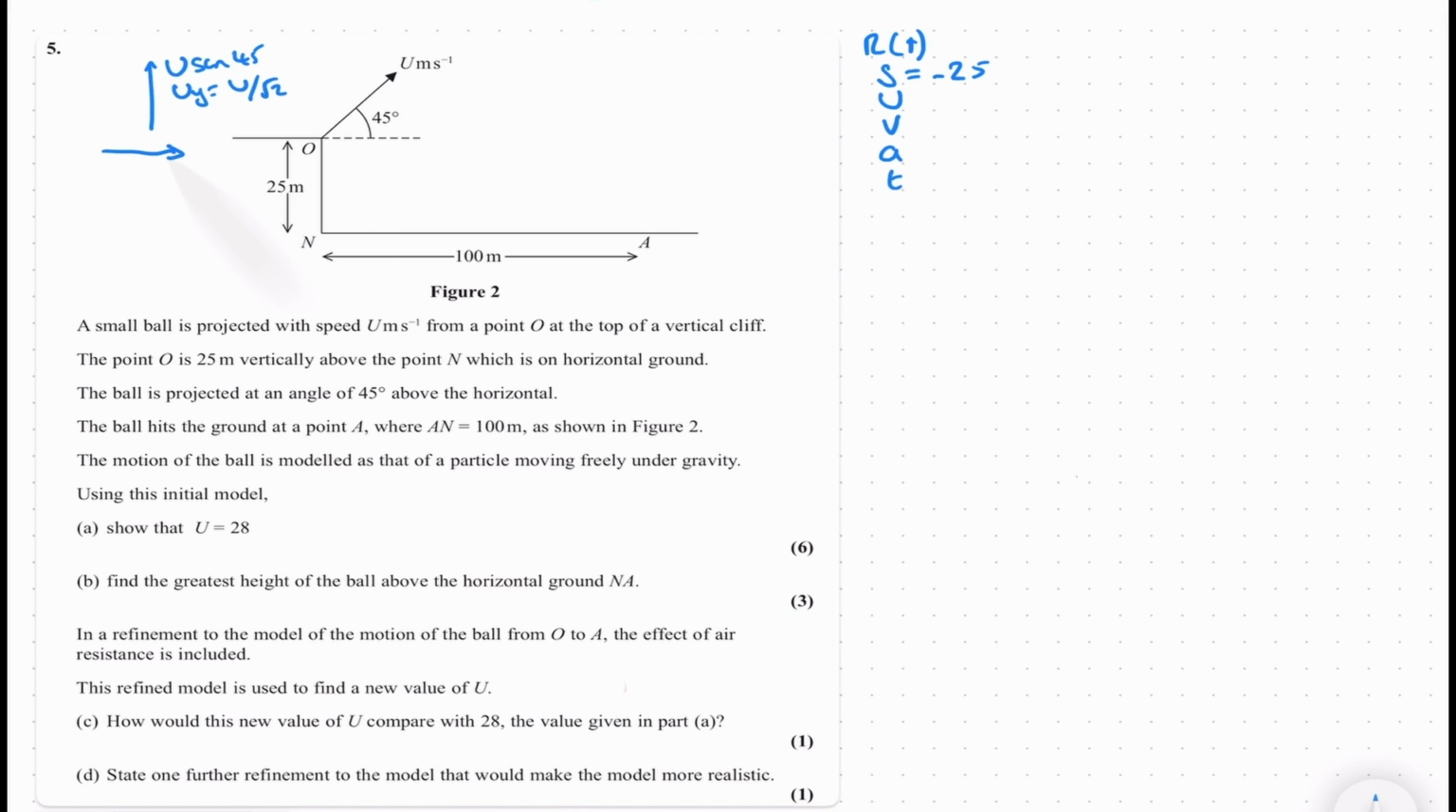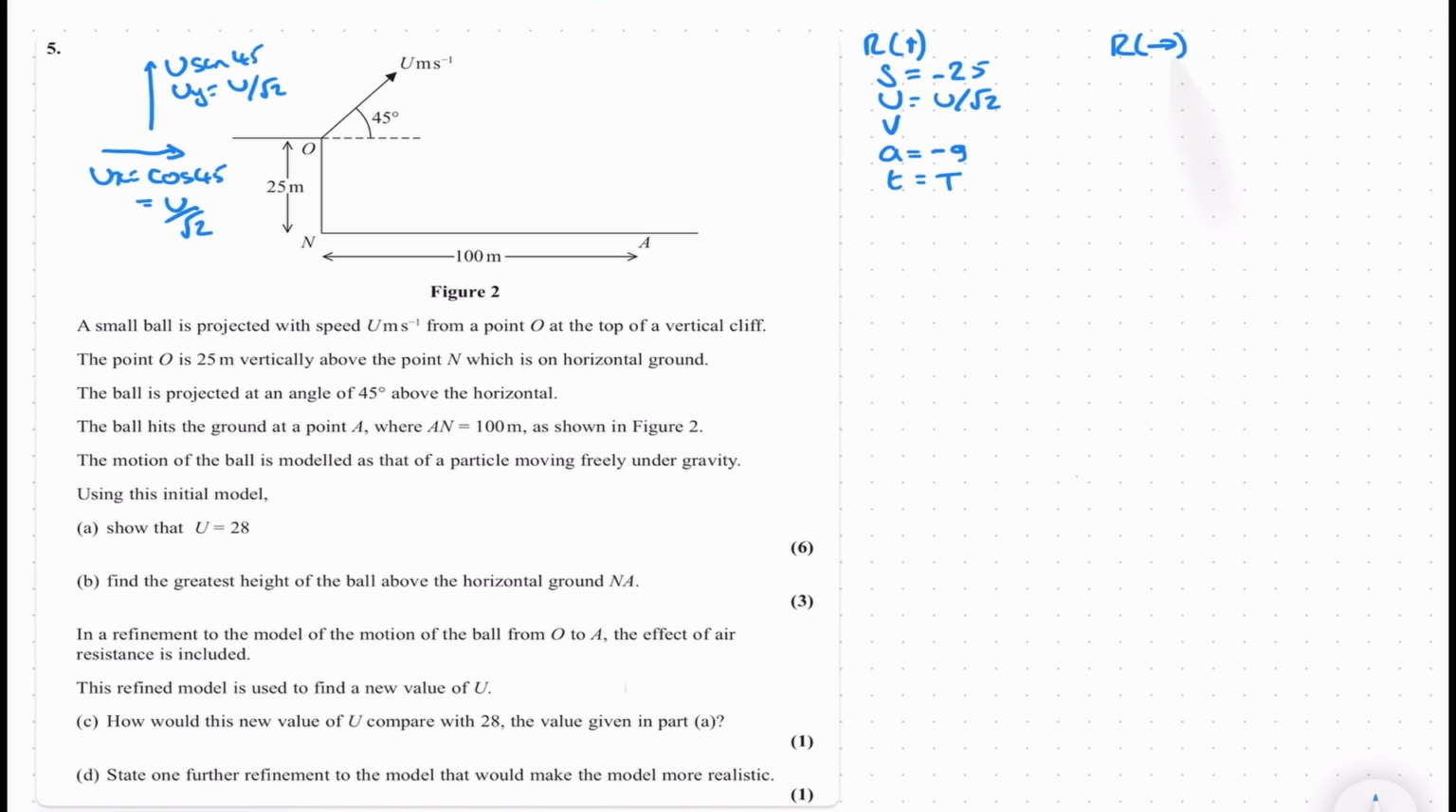And the horizontal velocity will be the cos of 45, which is the same as the sine of 45, so this will be u over root 2. The final velocity we don't know. The acceleration, if we're resolving vertically upwards, goes against gravity, so this will be negative g, and the time will be capital T.